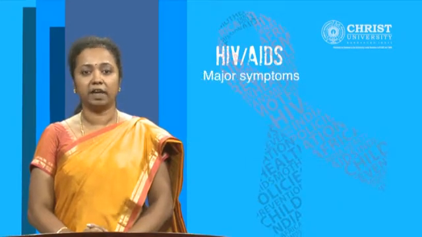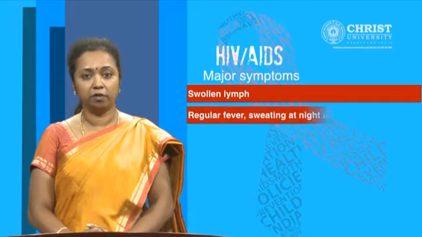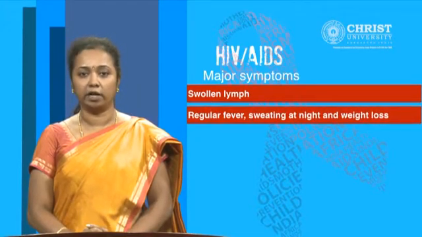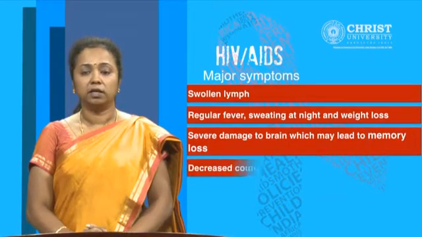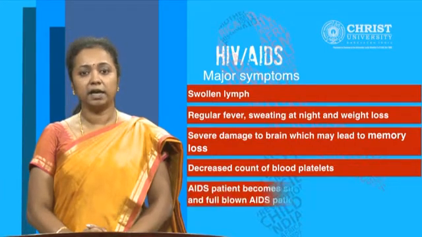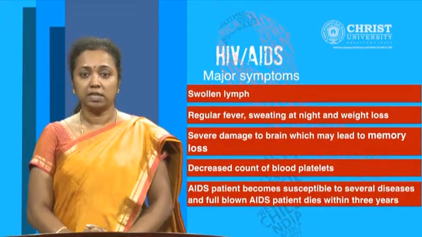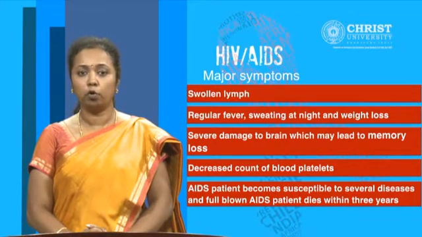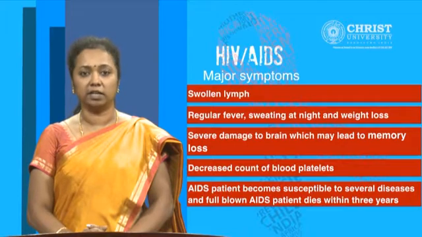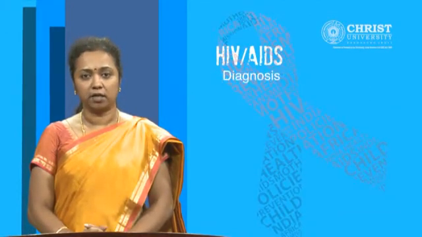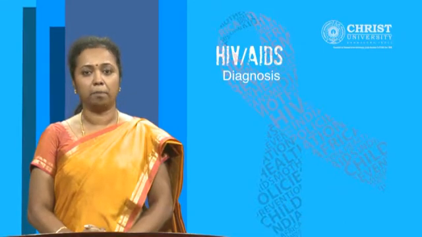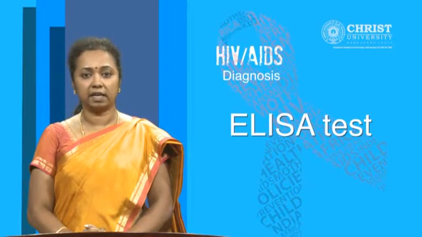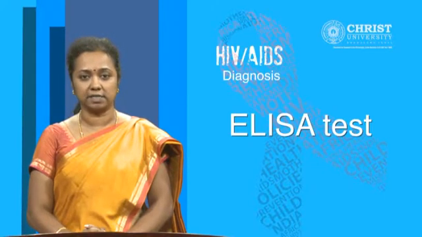The major symptoms of AIDS are swollen lymph nodes, regular fever, sweating at night and weight loss. Severe damage to the brain which may lead to memory loss. Decreased count of blood platelets. AIDS patients become susceptible to several diseases and a full blown AIDS patient dies within 3 years. Diagnosis. AIDS patients produce anti-HIV antibodies against HIV in their blood, which can be detected by the ELISA test. A positive ELISA is confirmed by the Western blot test.